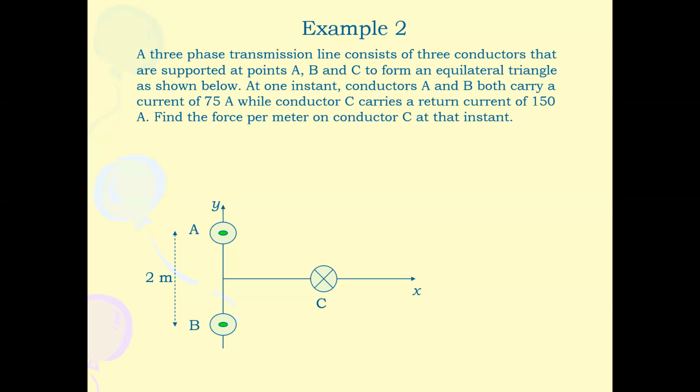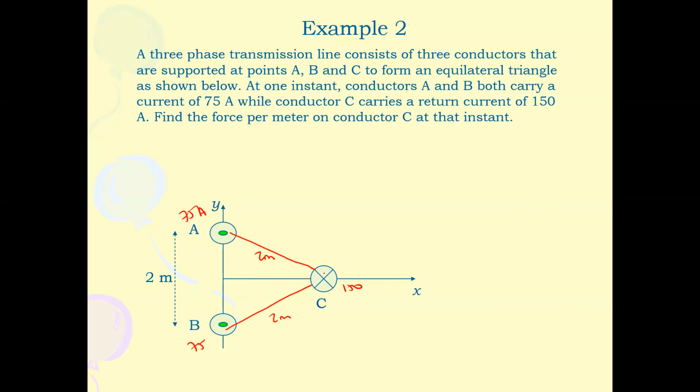Okay, so let's have a look at this particular question. This is an equilateral triangle, which means that from A to B is 2 meters, also from A to C is 2 meters, and from B to C is also 2 meters. So this is what we call an equilateral triangle. Conductors A and B carry 75 amperes of current. Conductor C carries 150 amperes. Return current means that this is the direction.